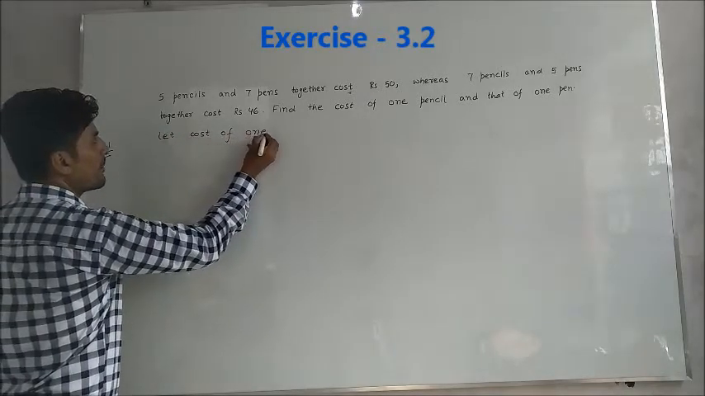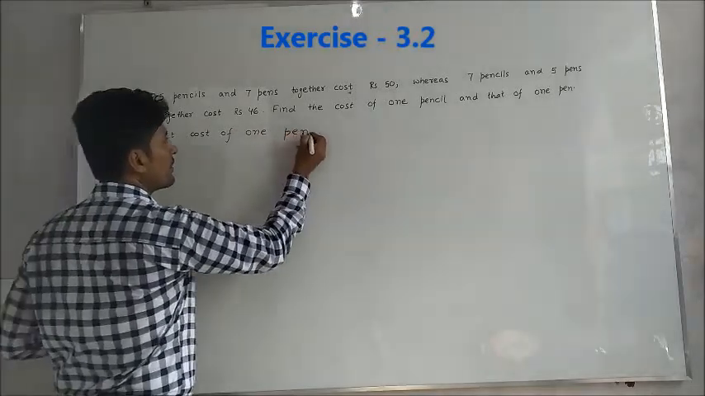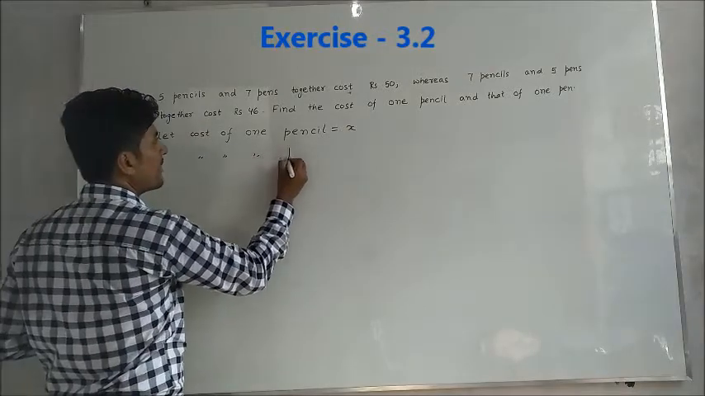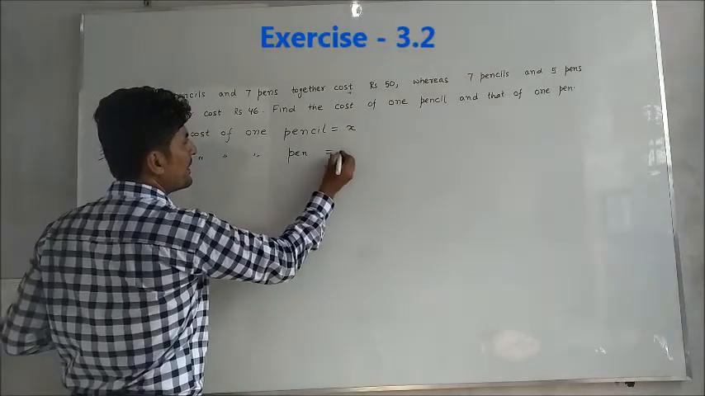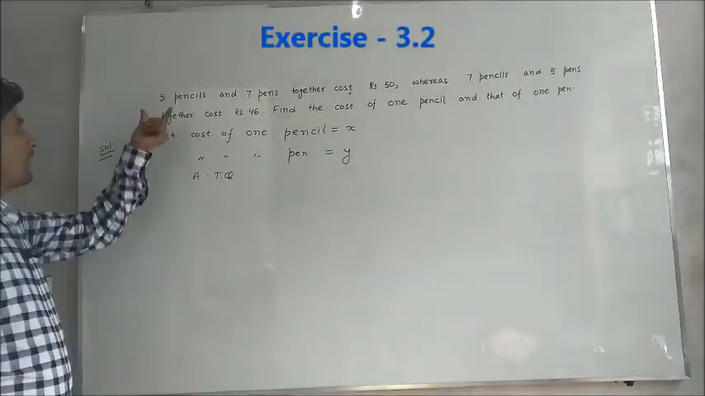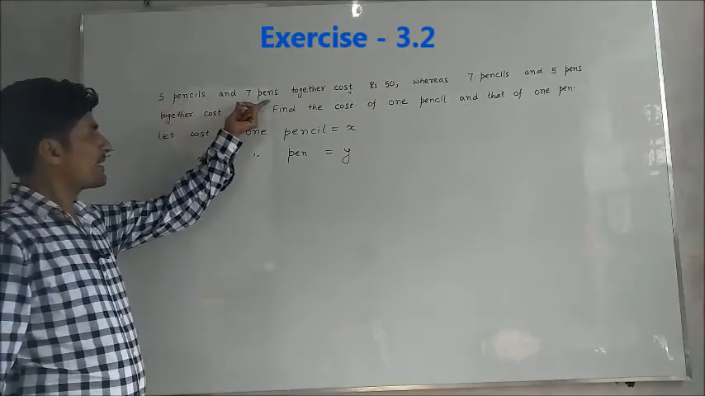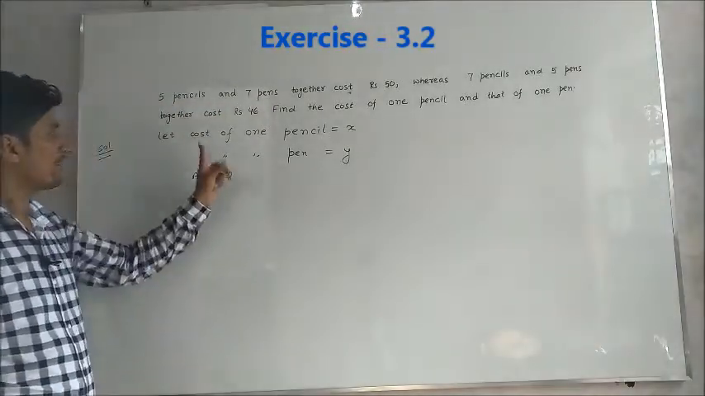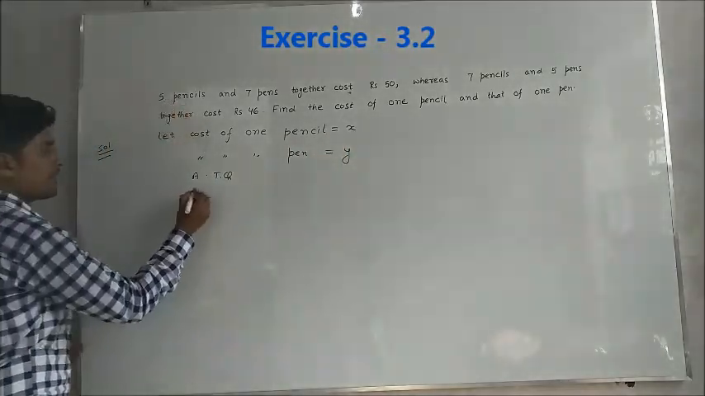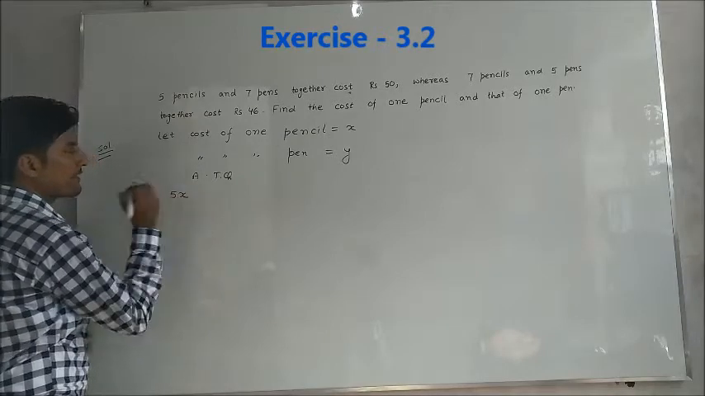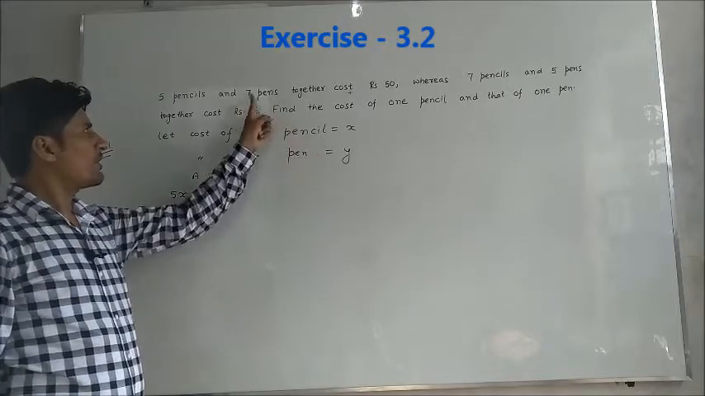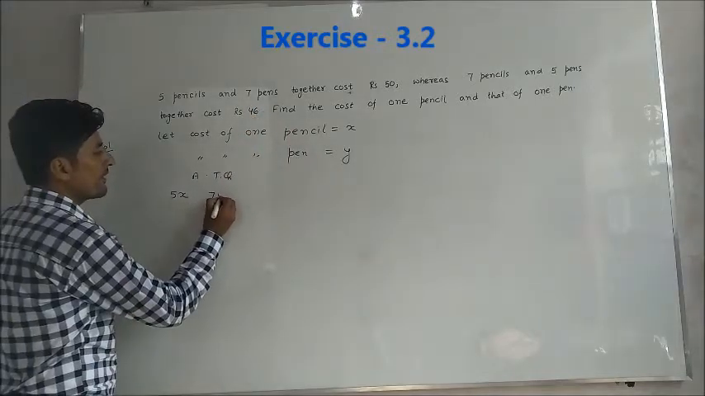First of all, we have to assume that the cost of 1 pencil is x, and the cost of 1 pen is y. Now, according to the question, the cost of 5 pencils and 7 pens is equal to 50. Since the cost of 1 pencil is x, the cost of 5 pencils will be 5x. Similarly, since the cost of 1 pen is y, the cost of 7 pens will be 7y.